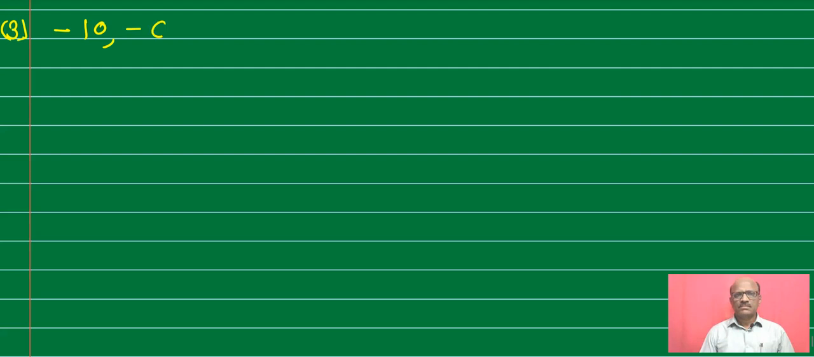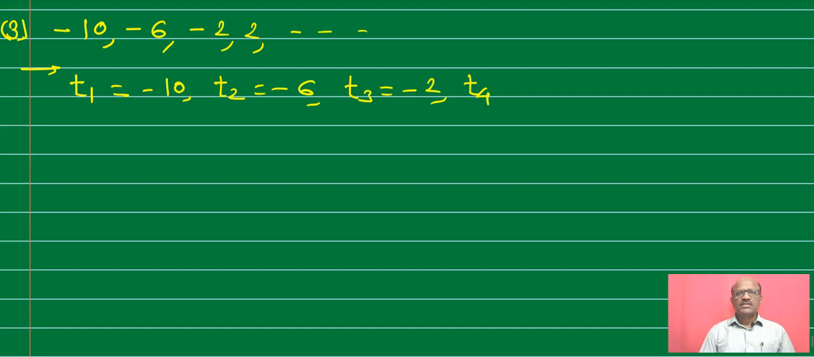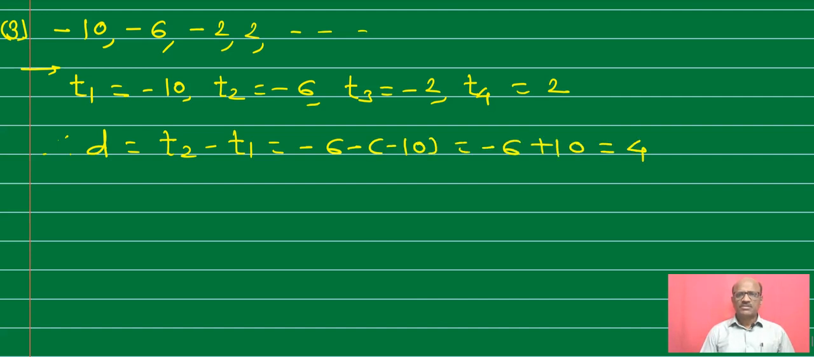Third, minus 10, minus 6, minus 2, 2. T1 is minus 10, T2 is minus 6, T3 is minus 2, T4 is 2. Now we find out D. T2 minus T1, that is minus 6 minus in bracket minus 10. Minus minus will become plus, that is 4.